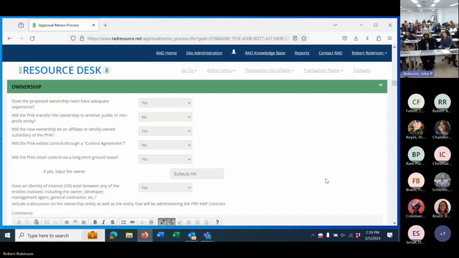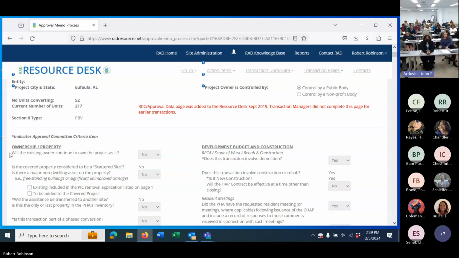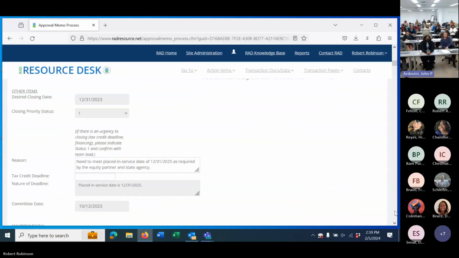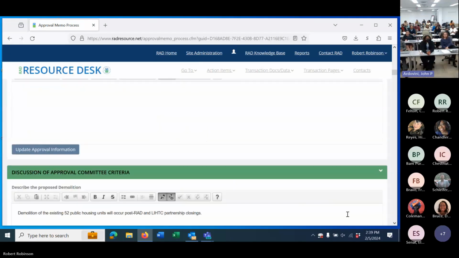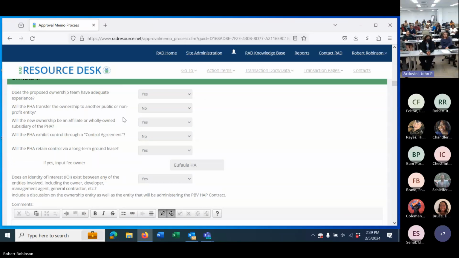One of the very first questions we have at the top asks whether the project will continue to be owned as is. And if you see here, it says no. The no generates additional questions at the bottom where we're looking to assess the ownership information correctly. So again, it's one place you want to make sure that you respond to correctly.